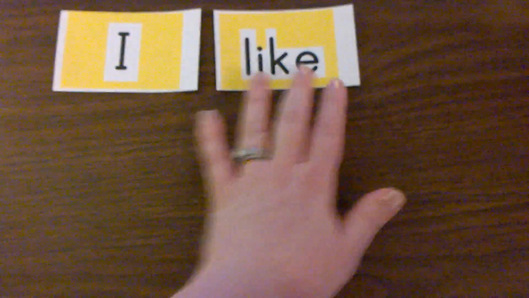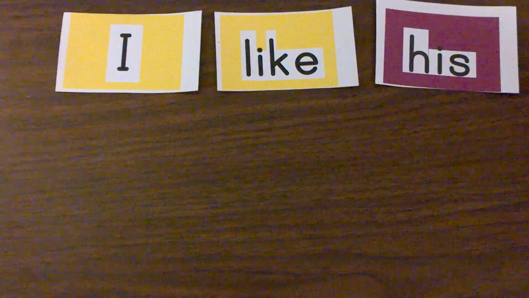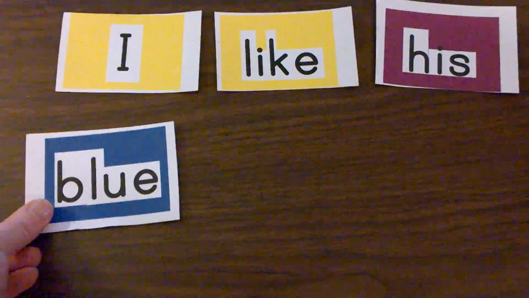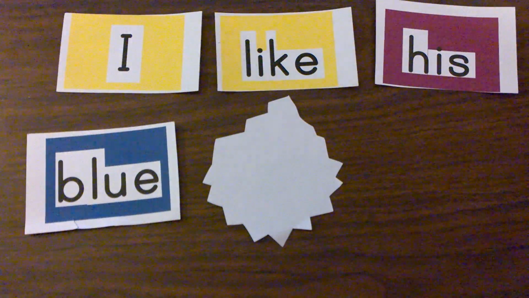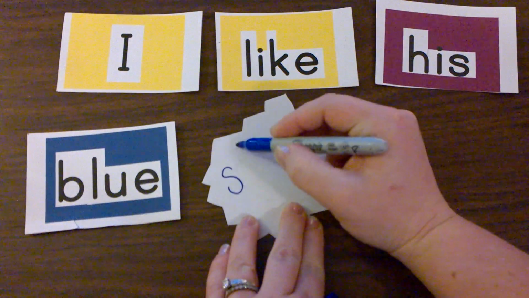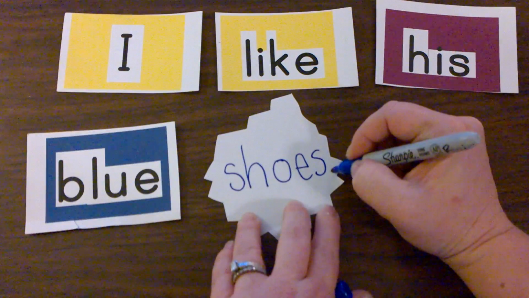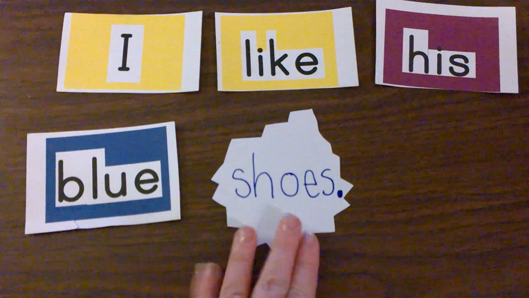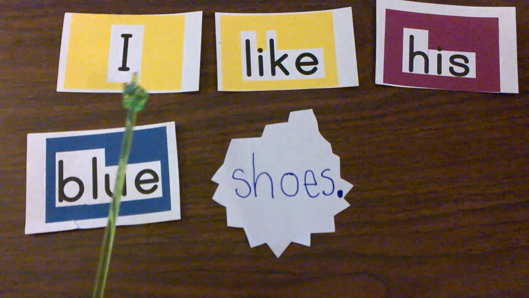Here's a sentence for you. I like his blue shoes. Let's write the word shoes together. Sh, oo, z. We can't forget our punctuation. Shoes. Now let's read this sentence together.